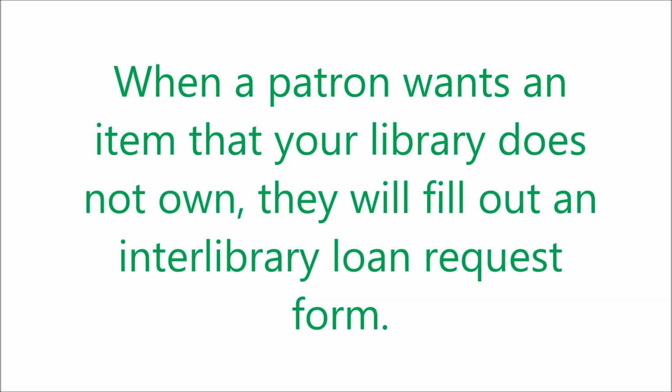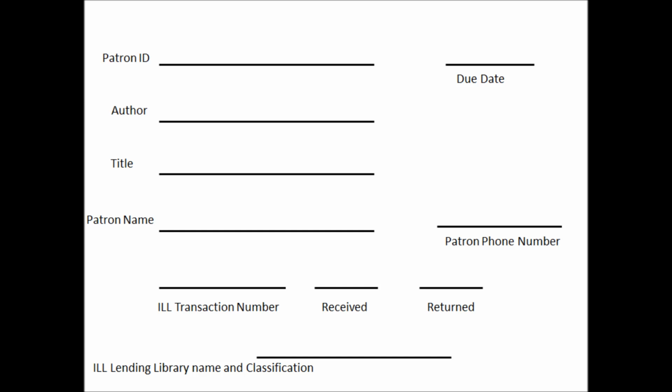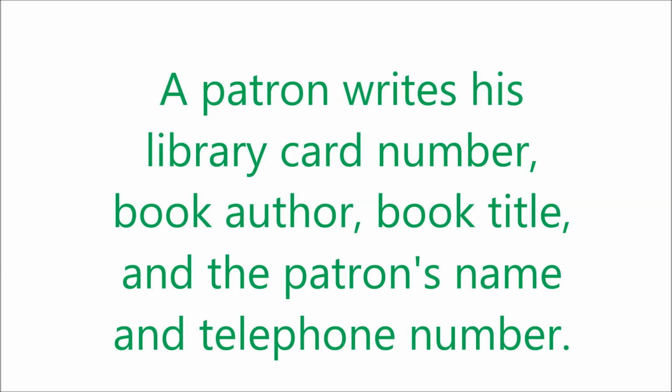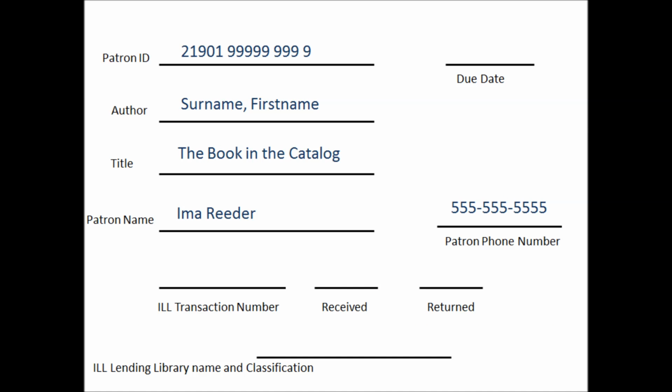When a patron wants an item that your library does not own, they will fill out an interlibrary loan request form. Here is a blank form. Let's say a patron needs a certain book and the library does not own it. The patron would fill in his library card number, the book's author, the book's title, the patron's own name, and his phone number. The form will then be sent to you with this information on it.